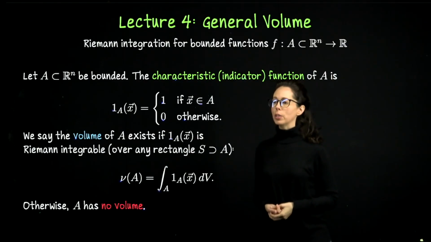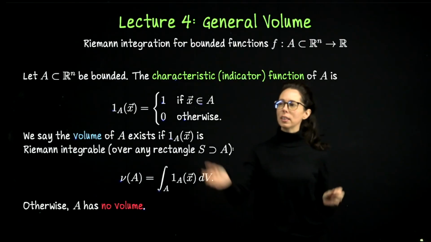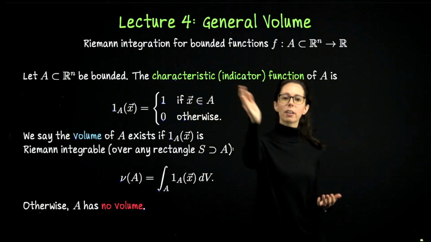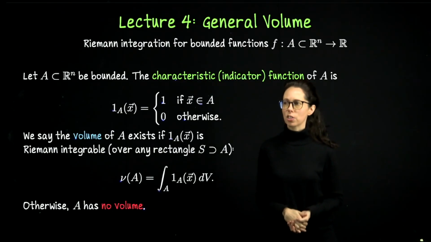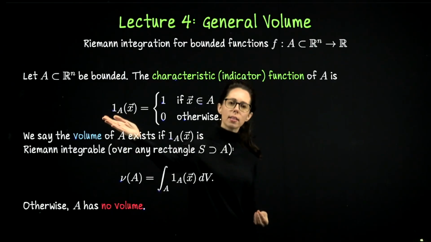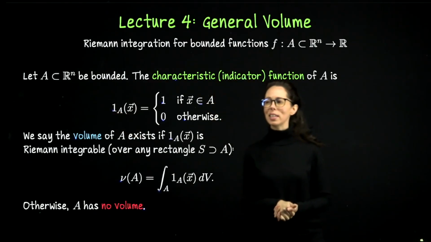To study A, we do introduce a new function, which we haven't seen before. This is called the characteristic function of A. You will sometimes see it called the indicator function of A. I typically call it the characteristic function. The notation for this function is typically 1 subscript A. Sometimes that 1 is boldface, but you should recognize it now when you see it.